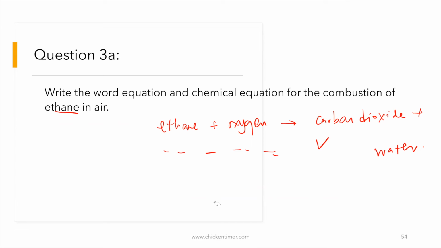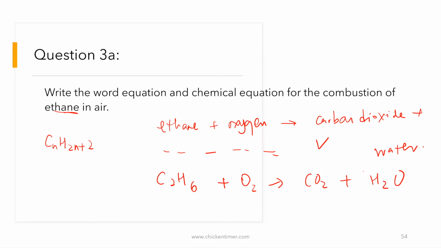Ethane, how many carbon? Ethane is 2 carbon. Then you have the general formula CnH2n plus 2, so it's 6. So it's C2H6. What's the formula for oxygen? O2. Then carbon dioxide, CO2. Then water, H2O. Okay, then balance.